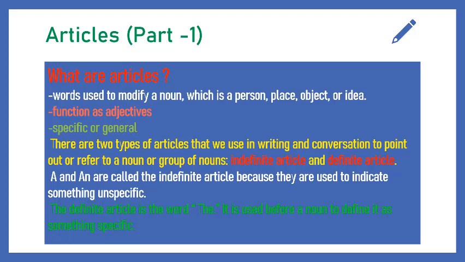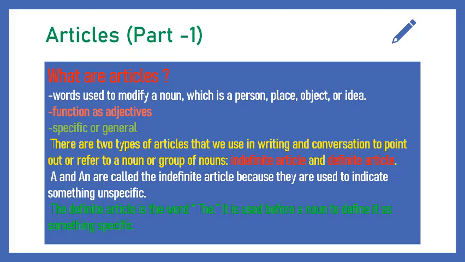The word article is a French word. It comes from the word articulus, and it also comes from the Latin language. The word article means a little joint. Let's look into the definition of articles. Articles are words used to modify a noun, which is a person, place, object or idea. Articles function as adjectives in a sentence. Articles define whether a noun is used in a specific context or in a general context.